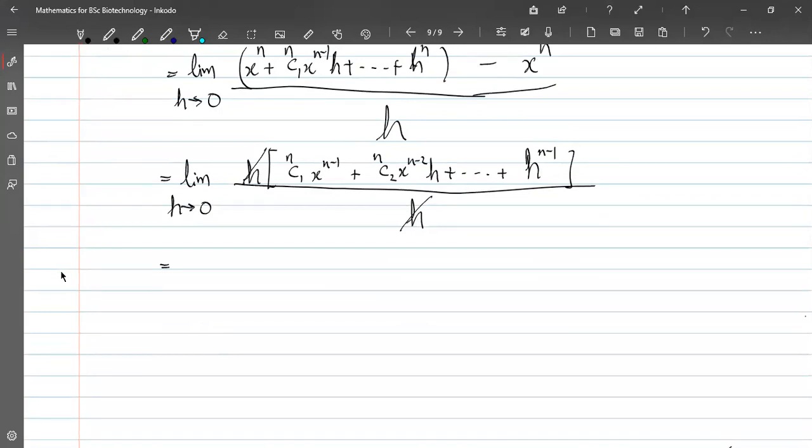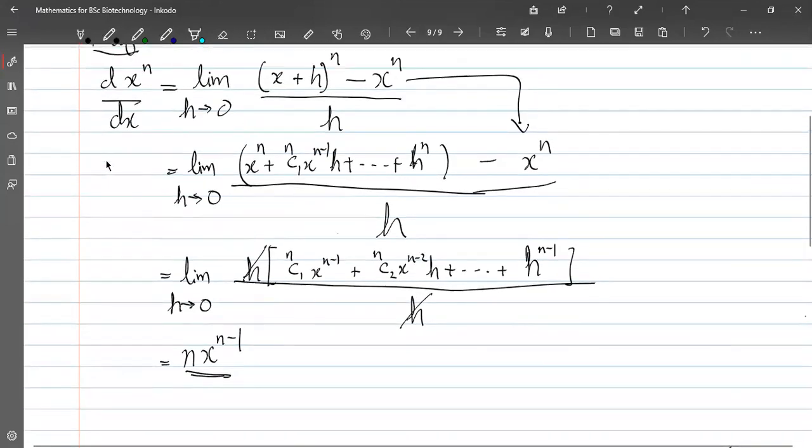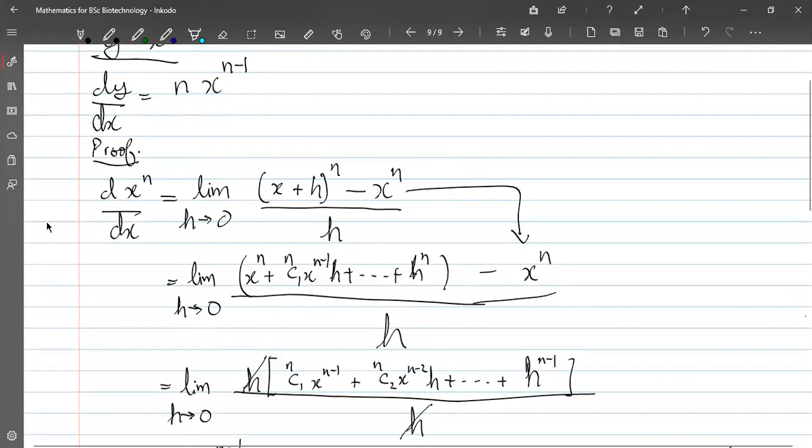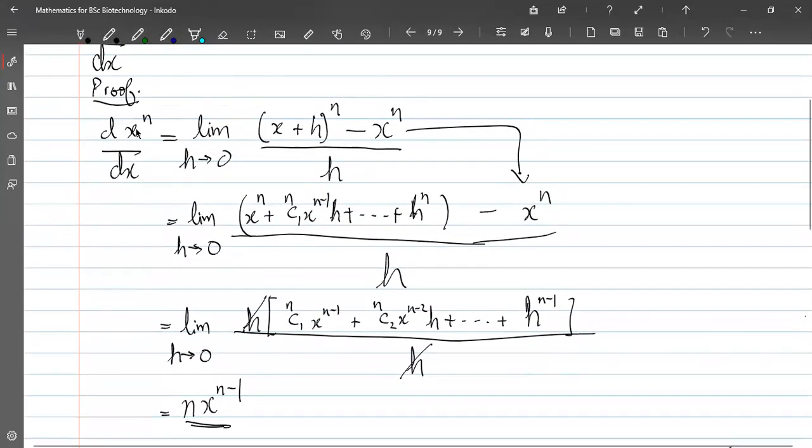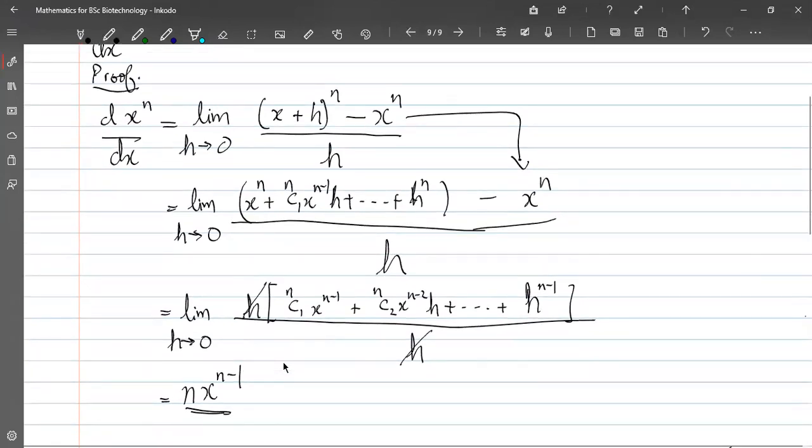Now here not every term from the second term onwards has h in it. So as h approaches 0, all these terms become 0, leaving only the first term, which is nC1 x to the n minus 1. As you know, nC1 is n. So that proves it, as we guessed. d x to the n by dx is indeed n x to the n minus 1. This is the basic derivative formula.